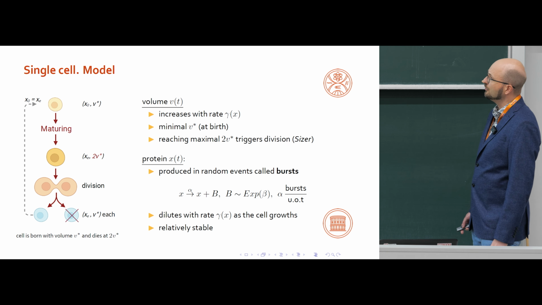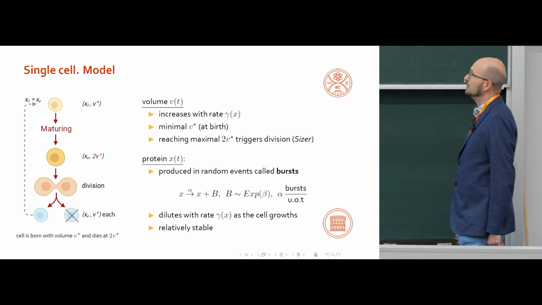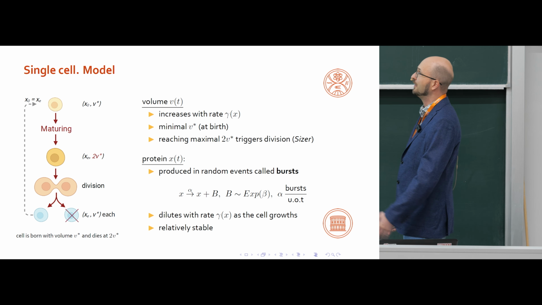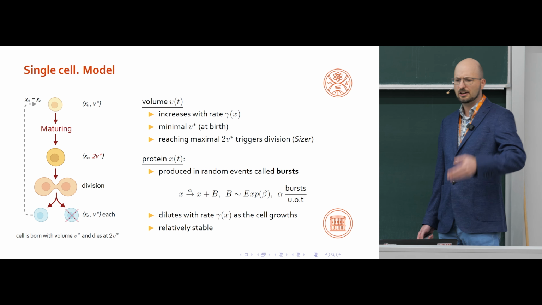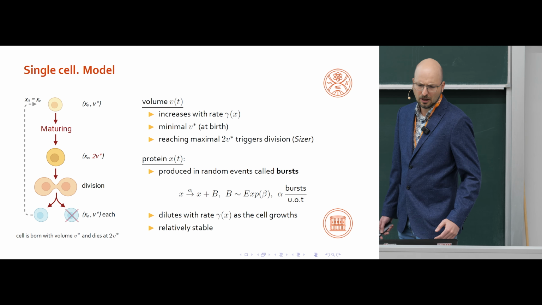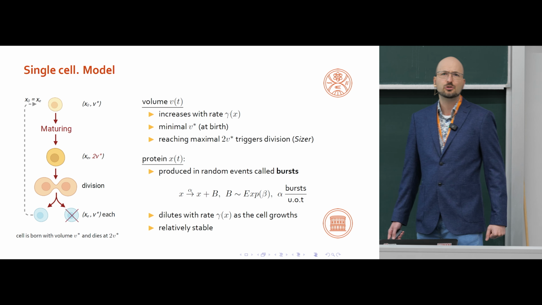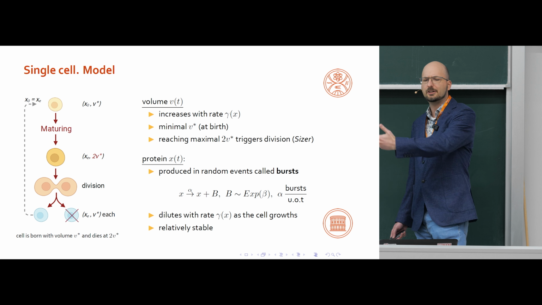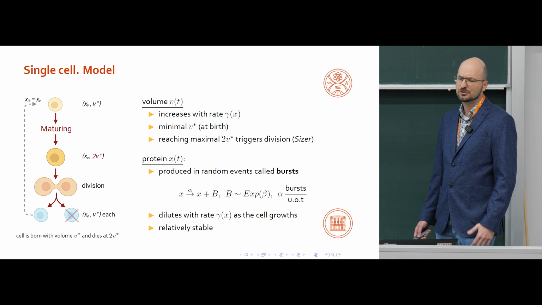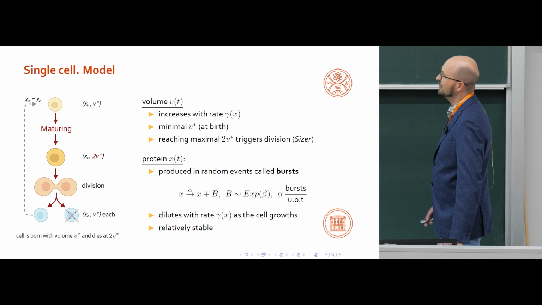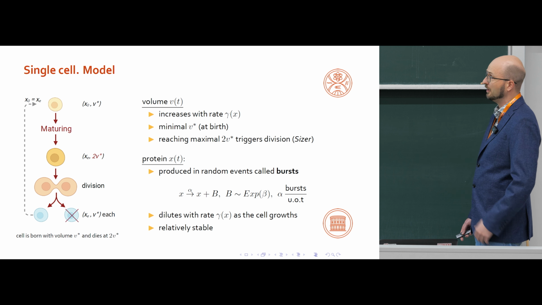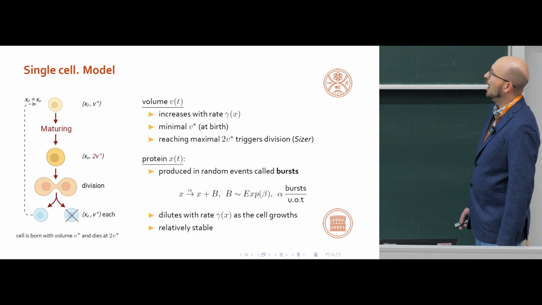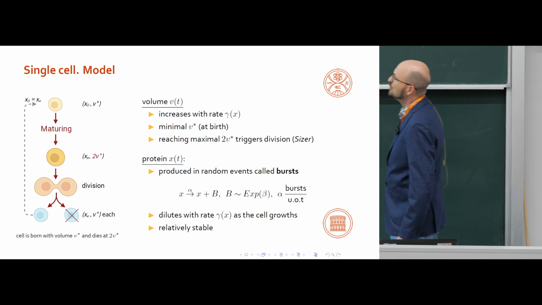So for this concentration, we have this bursty model: the concentration is increased in random bursts of exponential size, and alpha is the rate with which those bursts occur. They occur like a Poisson process randomly in time, and the size of the burst is capital B, taken from the exponential distribution, as suggested by experimental evidence. We also have a dilution there.